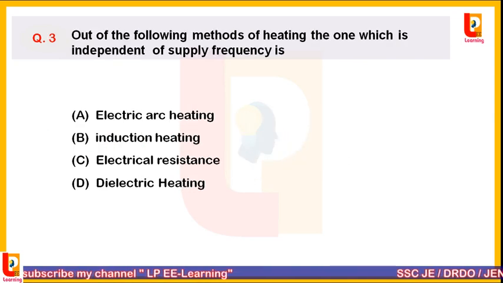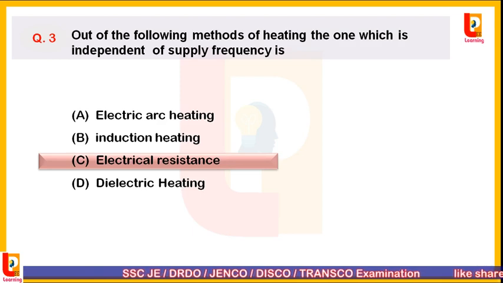Question 3. Out of the following methods of heating, the one which is independent of the supply frequency is. So the correct answer is option C, electrical resistance heating is independent of the supply frequency.